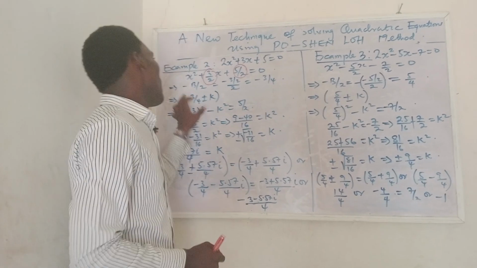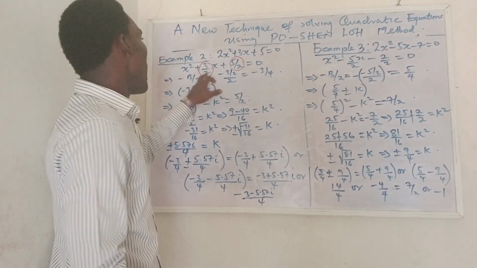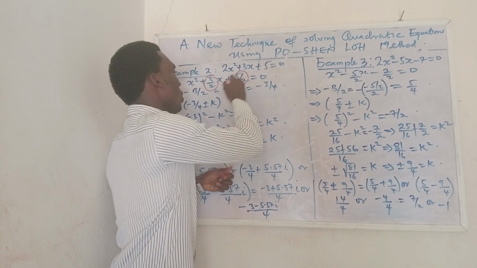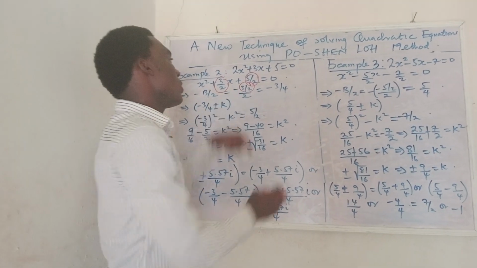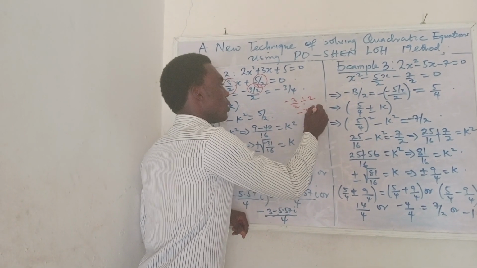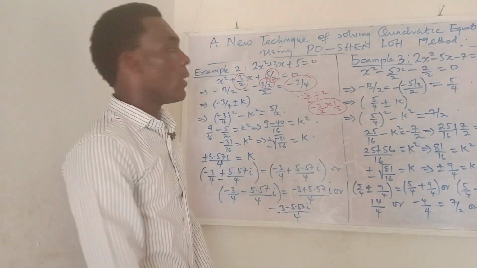The first one said minus b over 2. That's the first step in the algorithm. And our b here is 3 over 2. So it becomes minus 3 over 2 divided by 2. Now if you solve this problem, minus 3 over 2 divided by 2 gives us minus 3 over 2 times 1 over 2. And that is how we got minus 3 over 4.